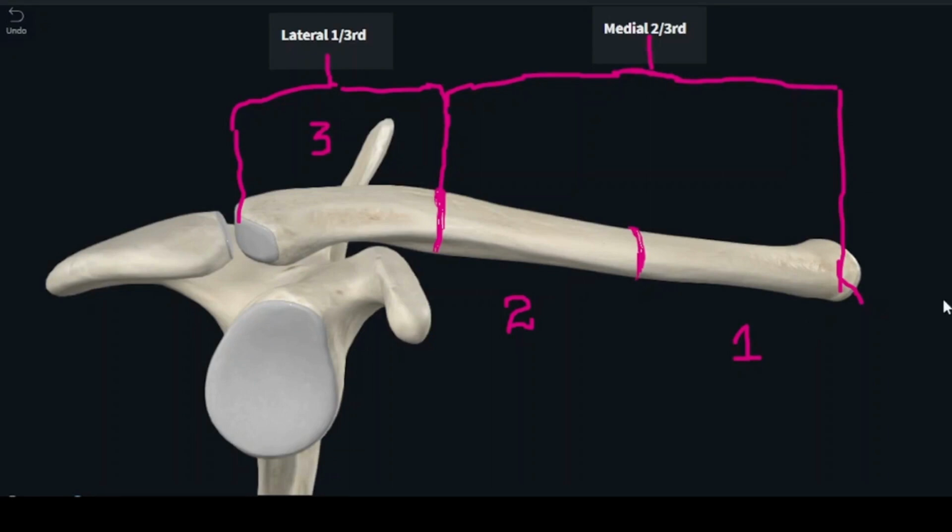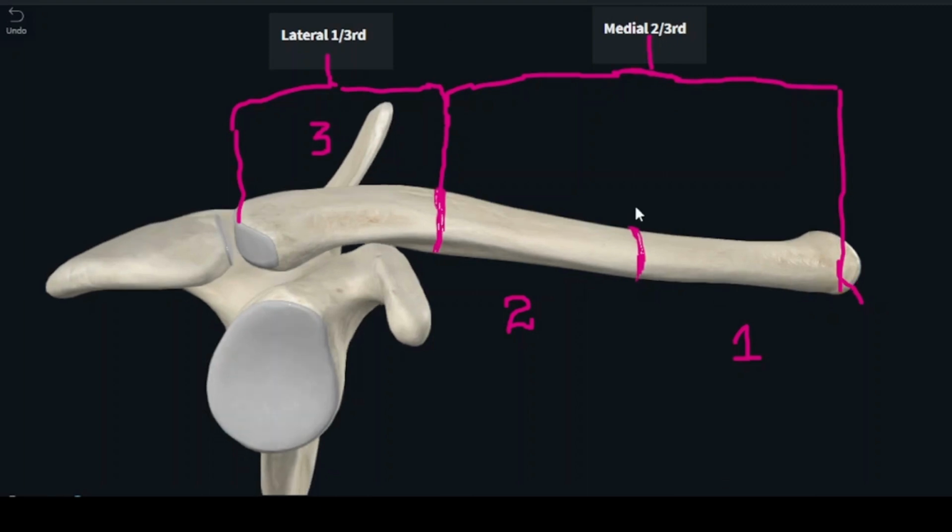We have divided the whole clavicle into two main regions, that is medial 2/3 and lateral 1/3. Medial 2/3 lies close to the median plane, while the lateral 1/3 lies close to the lateral side. Now, why do we say medial 2/3 or lateral 1/3? Because if we divide the whole clavicle into three parts, then of those three parts, two parts will be occupied by the medial region. So we say medial 2/3. While of those three parts, one part will be occupied by the lateral region. So we say lateral 1/3.